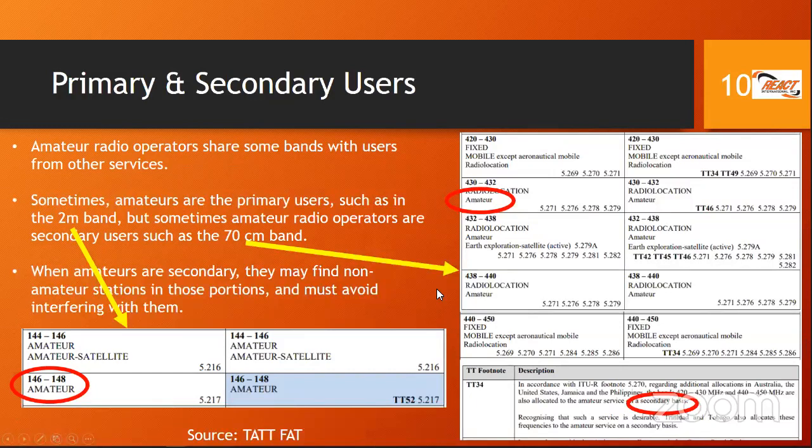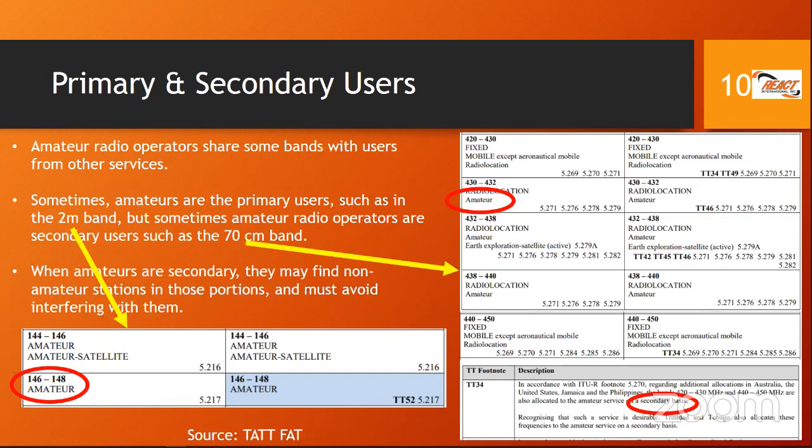Also, we need to be familiar with the concept of primary user and secondary user. So the frequencies that are allocated to amateur radio operators, you're either allocated it as a primary operator or secondary operator, or primary user, secondary user. What that means is that if you're primary in the band, you have use of that band, and anybody else will be secondary, so that you basically have priority. Think of it that way. You are prioritized for that band.